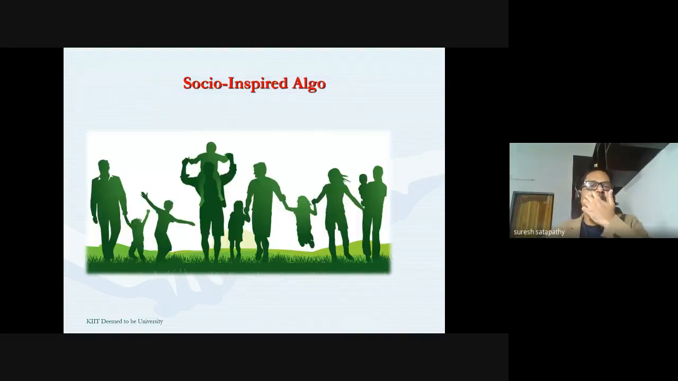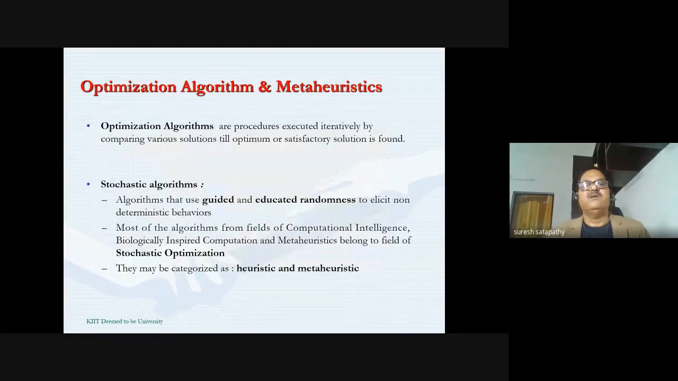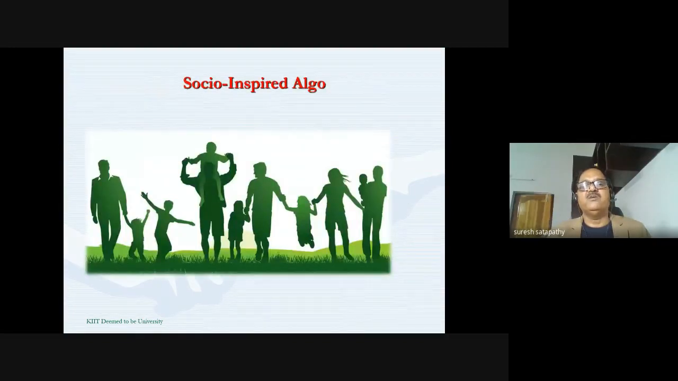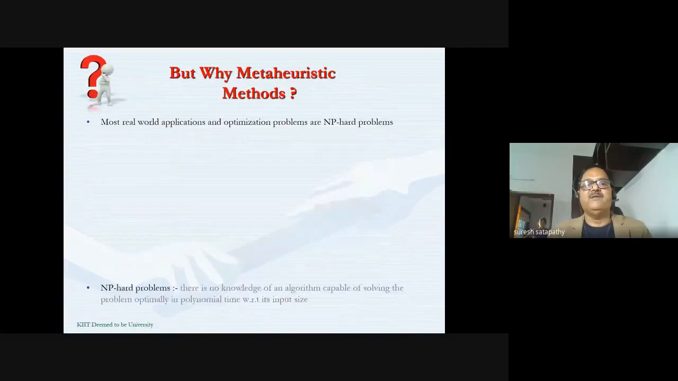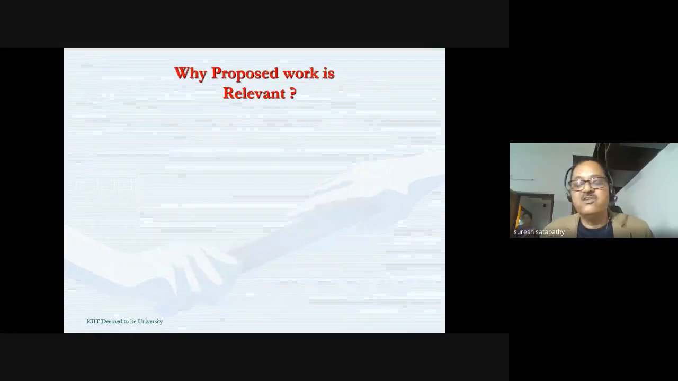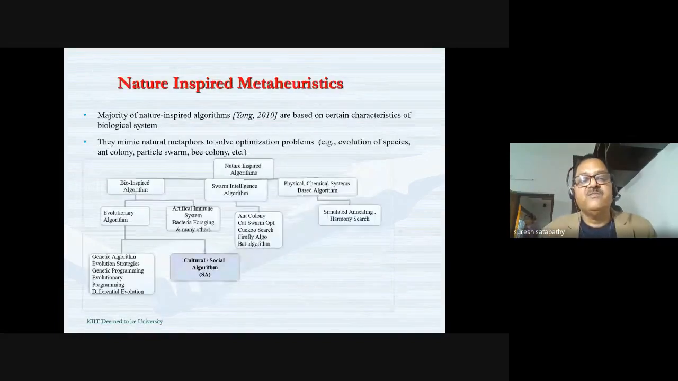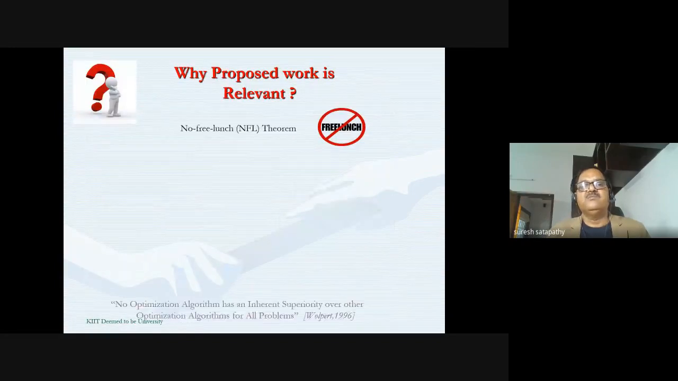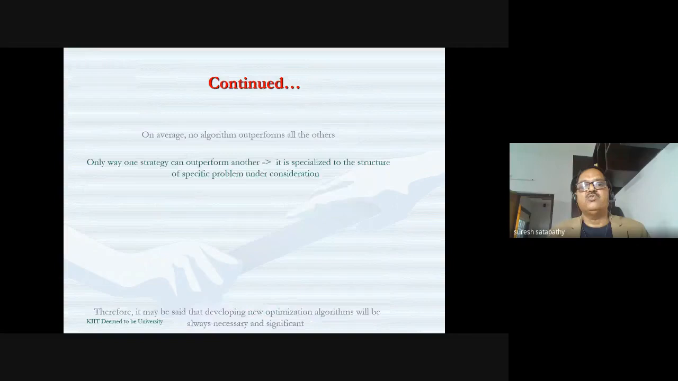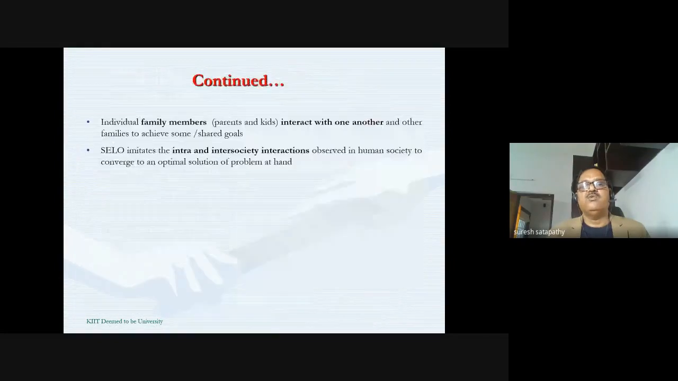And this is one such technique. As I said, I have developed one socio-inspired algorithm. Just quickly, I will browse through. I'll not take more time. There are a lot of classes of these algorithms available. From this, I have developed the cultural and social algorithm that is called SELO. So let me just quickly go through since I don't want to take more time.